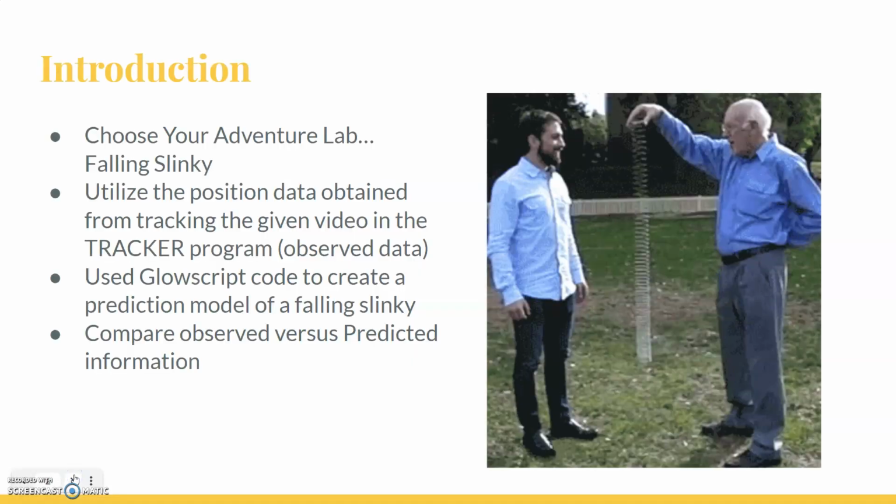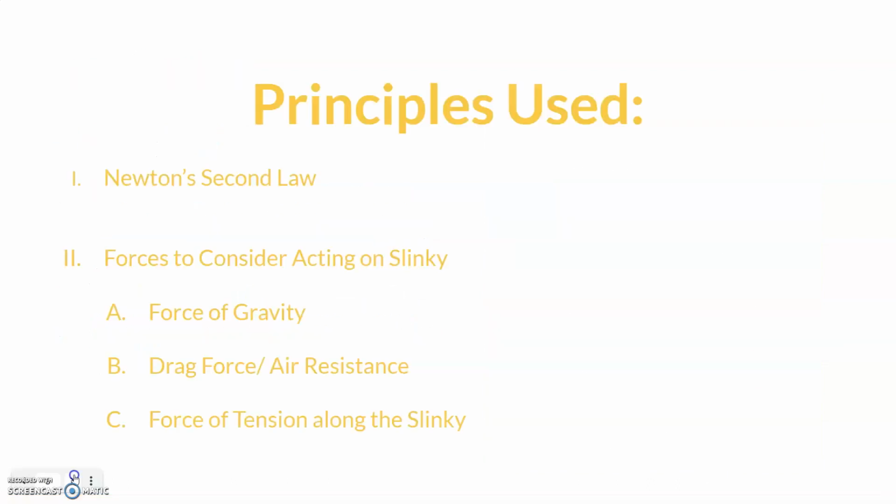In this lab, we were given the task to choose our own adventure, and I chose to investigate the motion of a falling slinky, specifically the bottom of the slinky when it is dropped from a position in which it is fully elongated. I utilized position data obtained from this given video in the Tracker program to produce my observed data, and then I used GlowScript in order to create a prediction model of the falling slinky. And then I compared the observed versus predicted information, as we have done in previous labs.